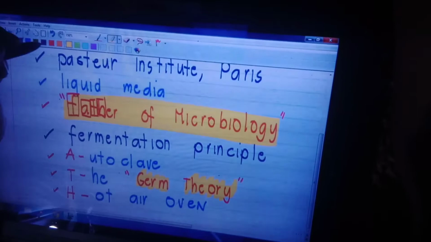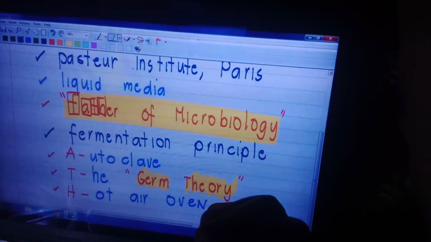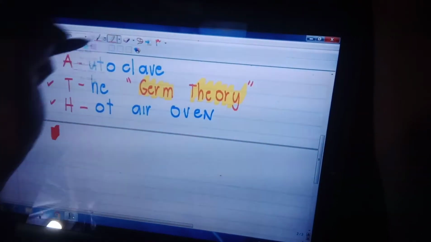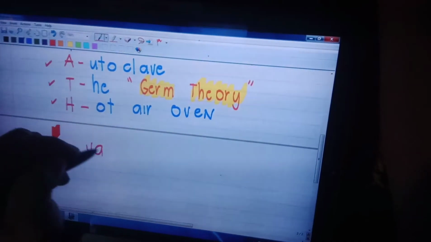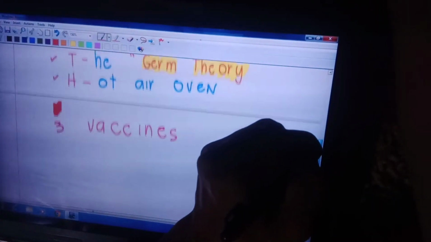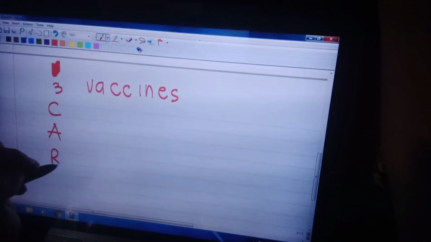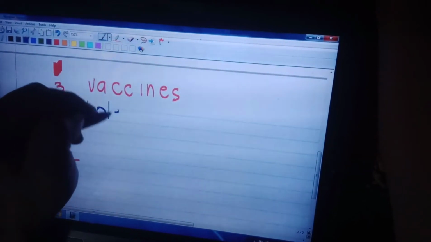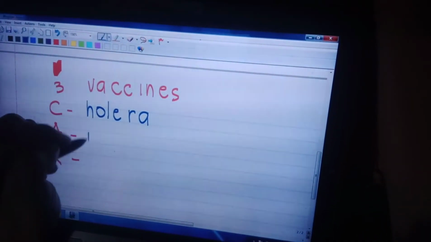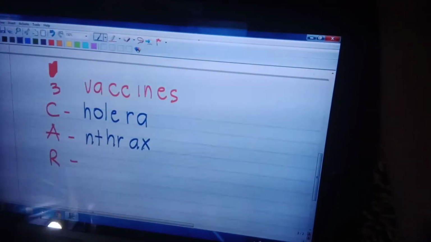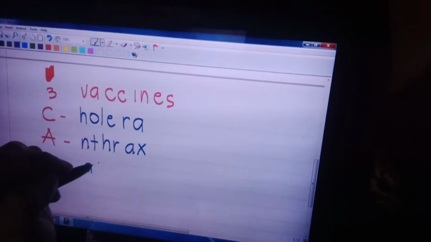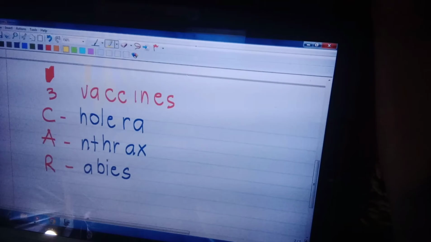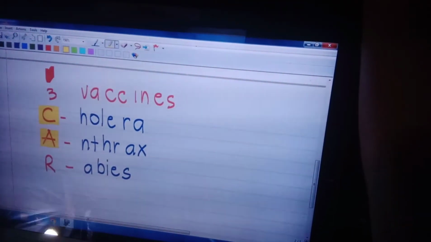Another contribution of Louis Pasteur. Louis Pasteur gave us 3 vaccines. Ang mnemonic na gagamitin natin dyan, we have your CAR, C-A-R. What are those vaccines contributed by Louis Pasteur? First, we have your cholera vaccine. We have also your anthrax vaccine, and also introduces your rabies vaccine. Your CAR: cholera, anthrax, and rabies.